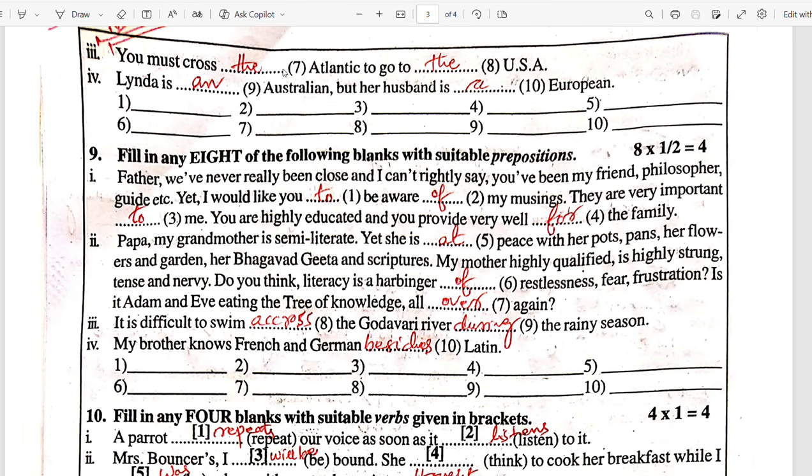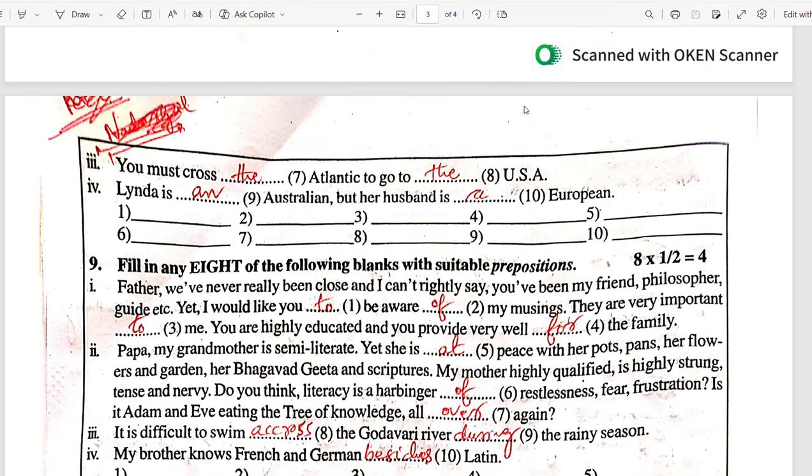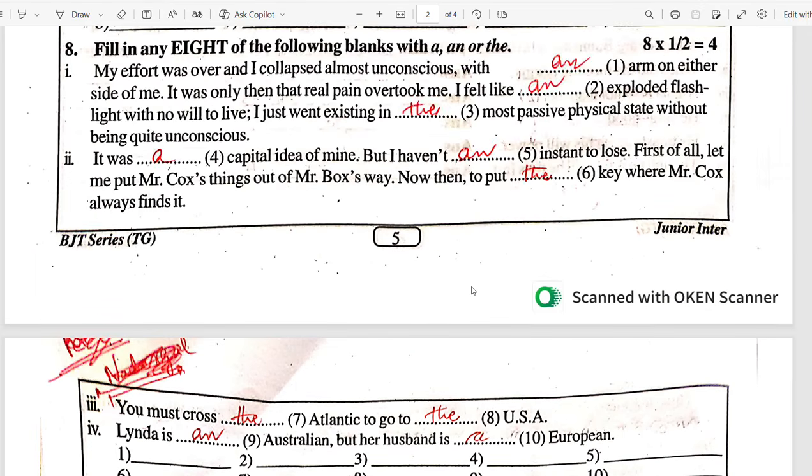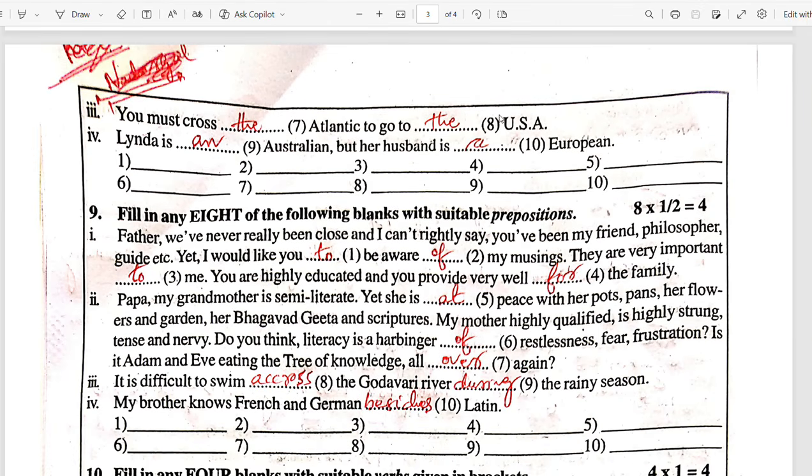Next, you must cross the Atlantic to go to the USA. Wherever you see acronyms like this, MLA, MP, before that, sorry, in this the USA is the name of a country. Then you must cross the Atlantic, the moon, the sun, because they are special in nature. Because you can't find any other one except this.